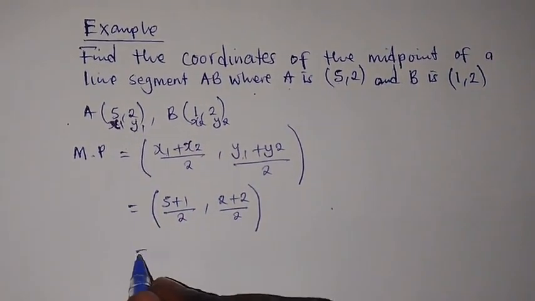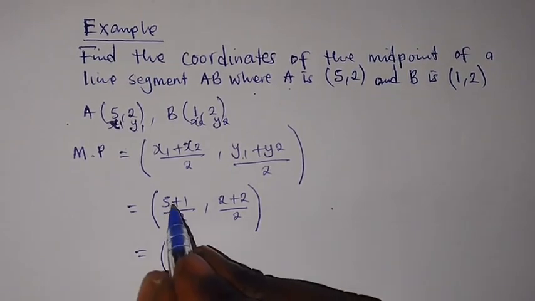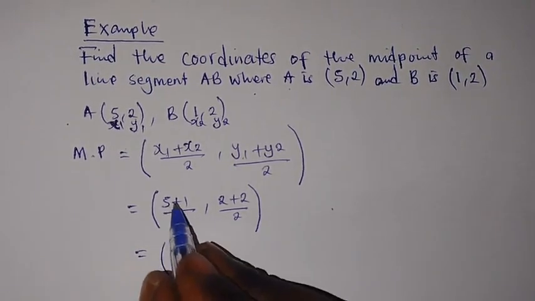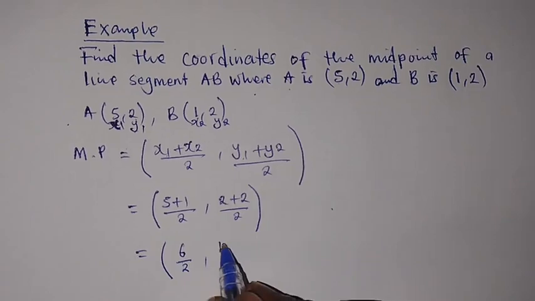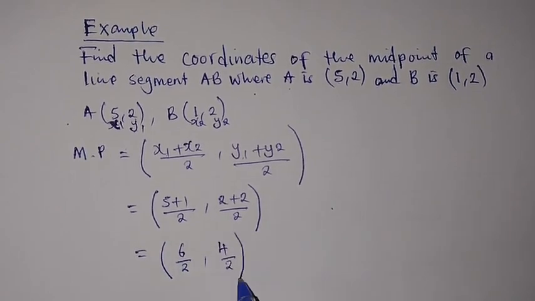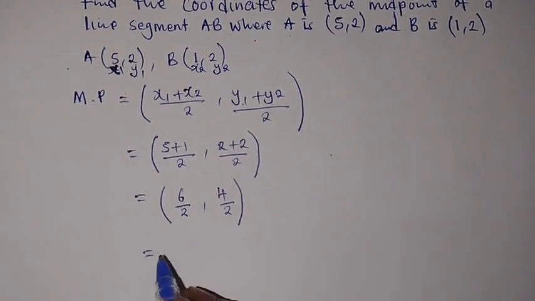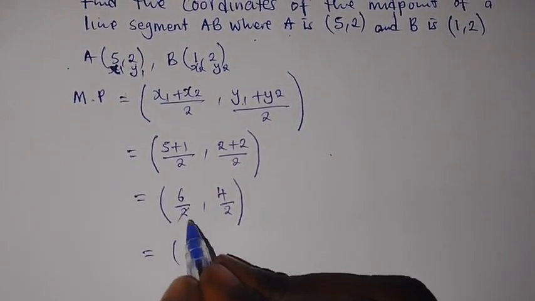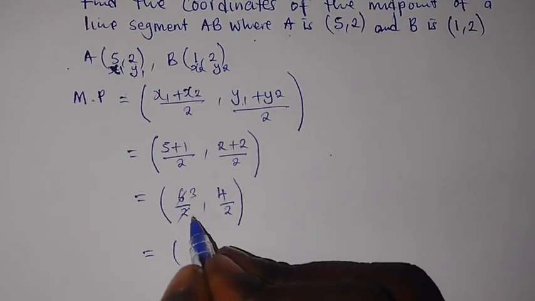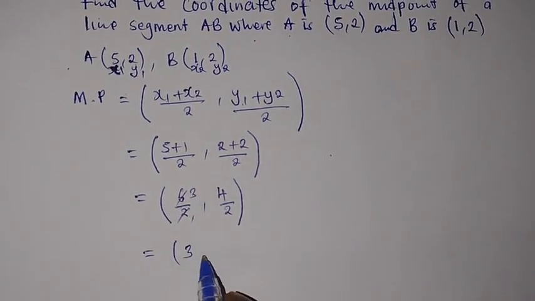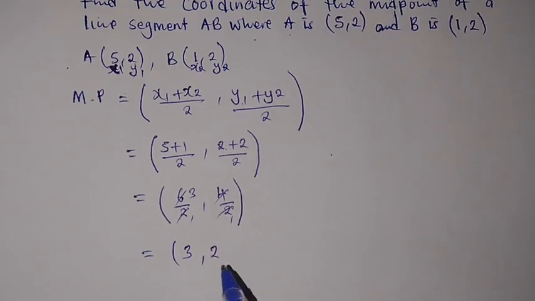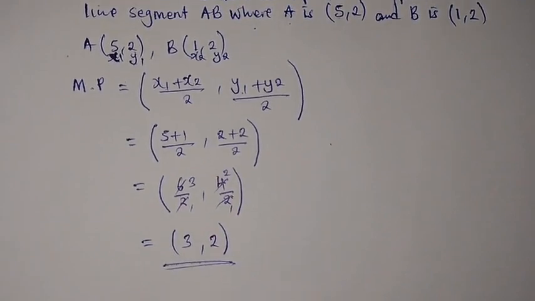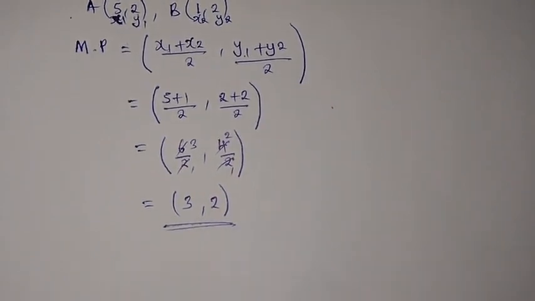From here, what are we going to have? We can just add 5 plus 1, we get 6, divided by 2, comma, 2 plus 2 is 4, divided by 2. So 2 into 6 is 3, comma, 2 into 4 is 2. So the midpoint of AB is (3, 2). This is the midpoint that we have found.